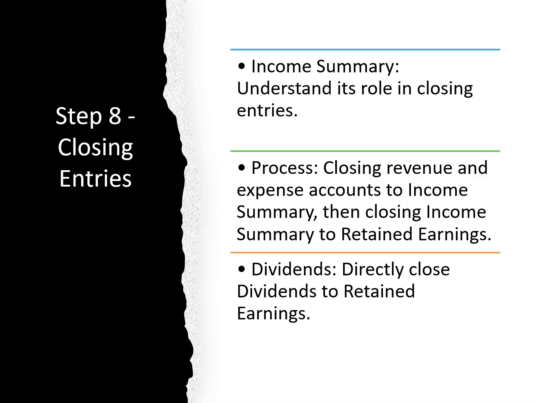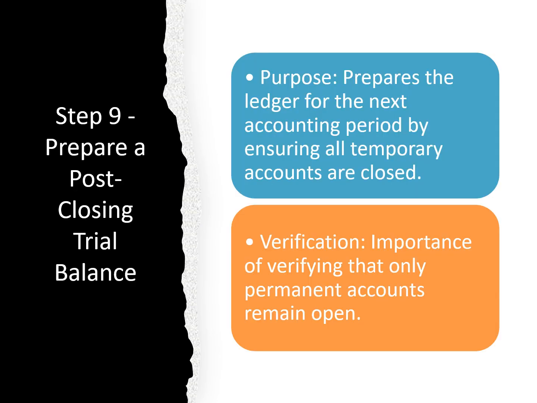Step number 8 is closing entries. Closing entries are made to transfer the balance of temporary accounts such as revenues and expenses to the retained earnings account. The process resets these accounts for the new accounting period and ensures only permanent accounts carry forward. This is achieved by using an income summary account, which is ultimately closed to the retained earnings.